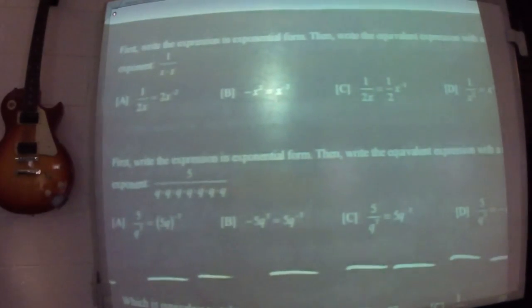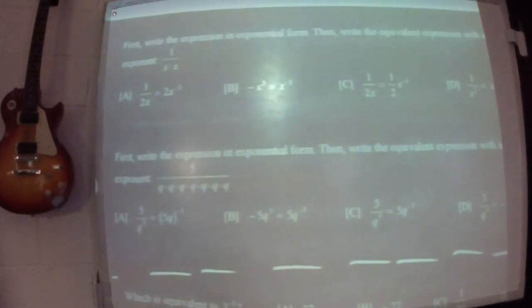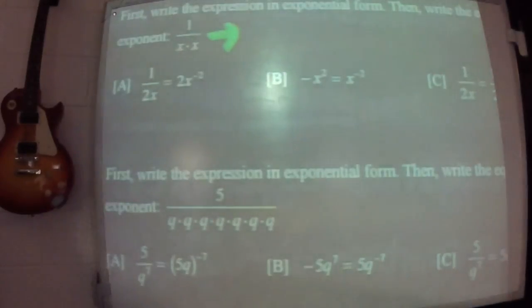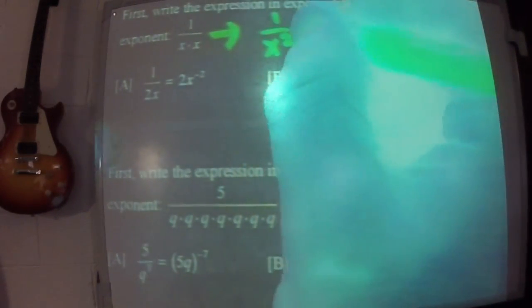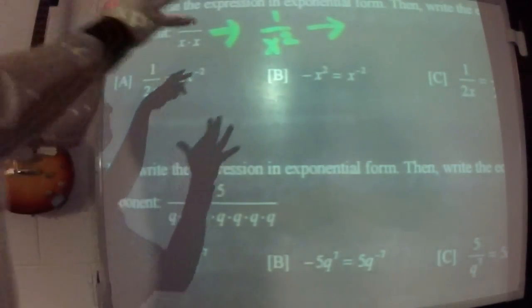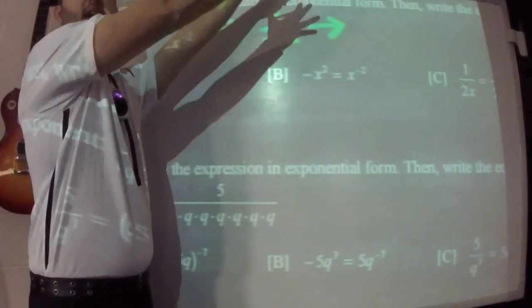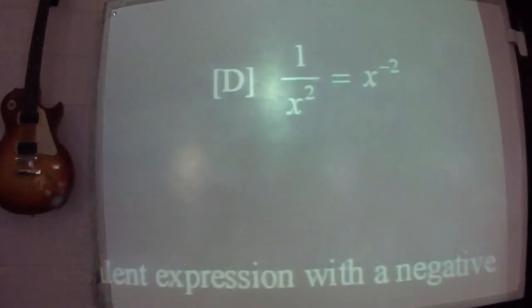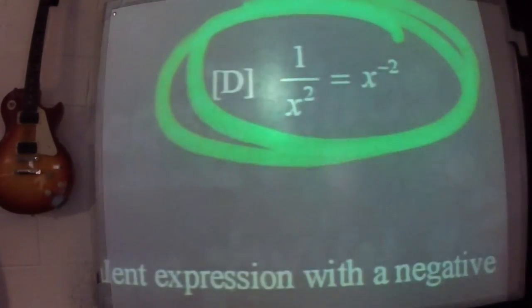All right, example 1. First, write the expression in exponent form, and then write the equivalent expression with a negative exponent. So we'll probably just do this over here to the right a little bit. Just like last time, 1 over xx is the same as 1 over what? X squared. So 1 over x squared, that's the first part. And then the second part says, bring the x squared up and make it a negative exponent. So it's x to the negative 2. So you're looking for one that says 1 over x squared, and that is the same as x to the negative 2.